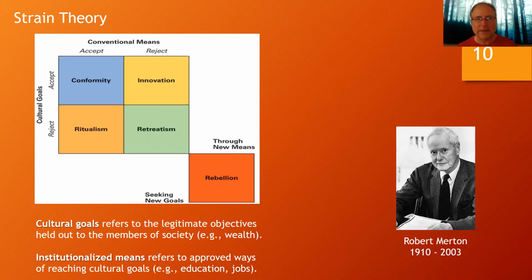And finally, down here in the bottom, we have rebellion. Rebellion is people that believe that the society that they live in is corrupt. They, like the retreatists, reject both society's goals and institutionalized means to get them, and they go one step further by forming a counterculture and advocating alternatives to the existing social order. So an example would be having a revolution.